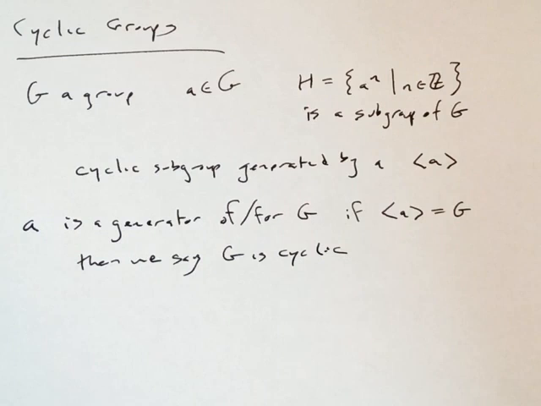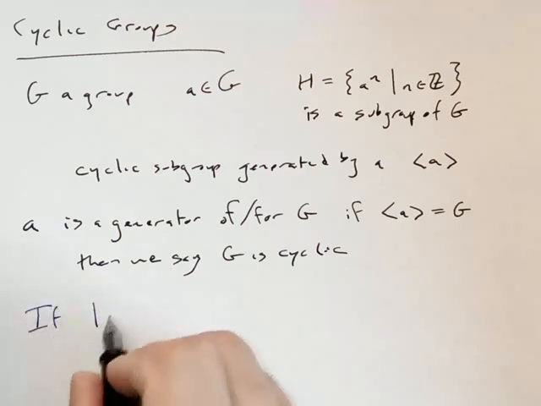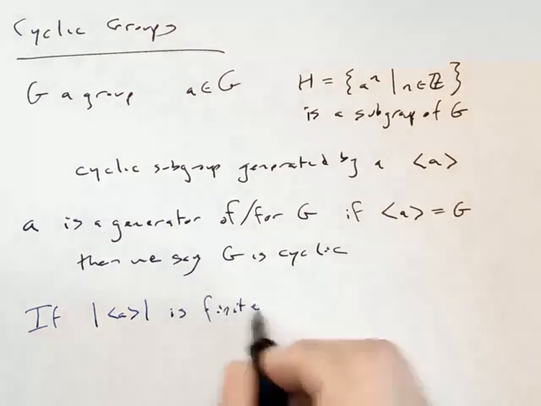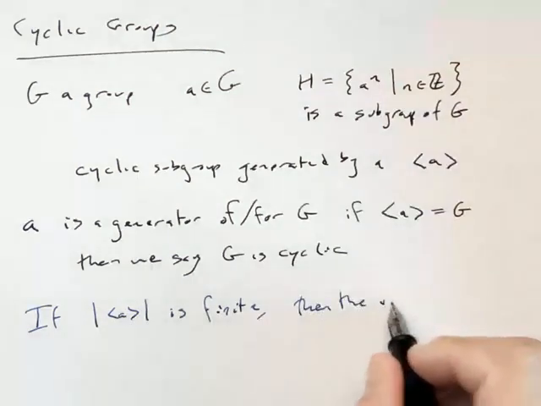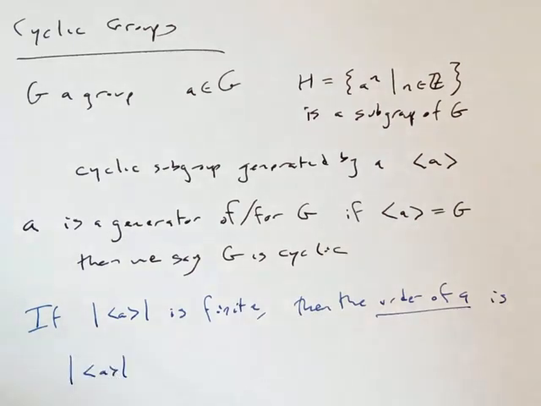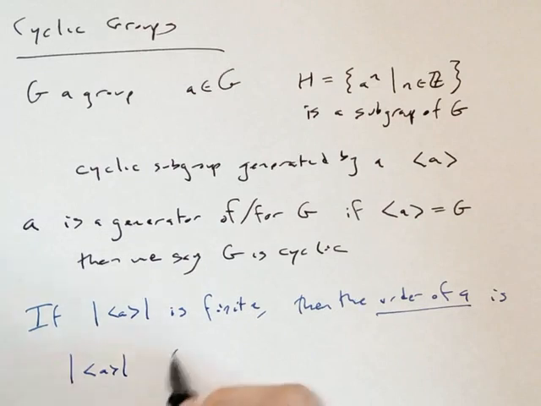Now, depending on our choice of group, this subgroup may or may not be finite. If it is, then the order of the element is the size of that subgroup. Otherwise, the order of my element is infinite.